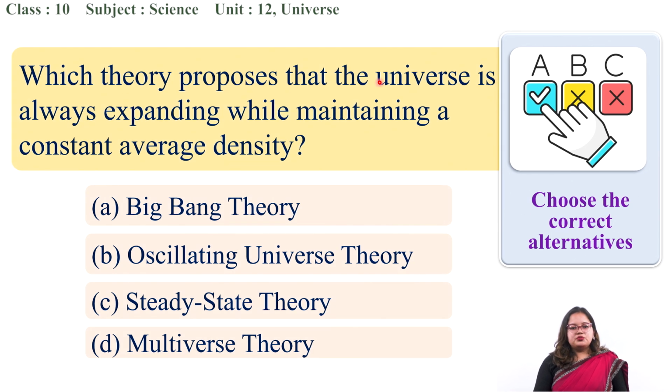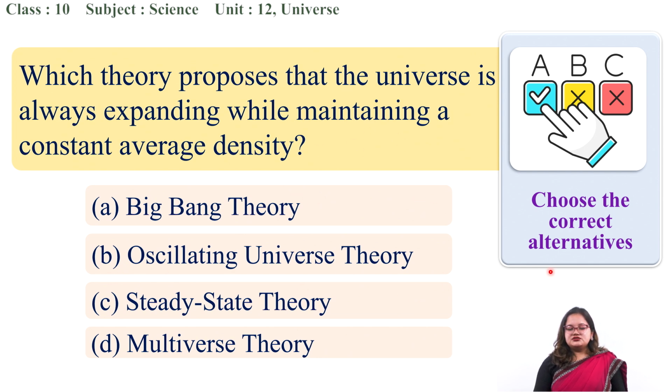Choose the correct alternative for the following questions. Which theory proposes the universe is always expanding while maintaining a constant average density? Option A, Big Bang theory. When we talked about Big Bang theory, we said the universe is expanding, but the density of the universe is also getting thinner. So it is not maintaining a constant average density in this question. So Big Bang theory is not the correct answer.